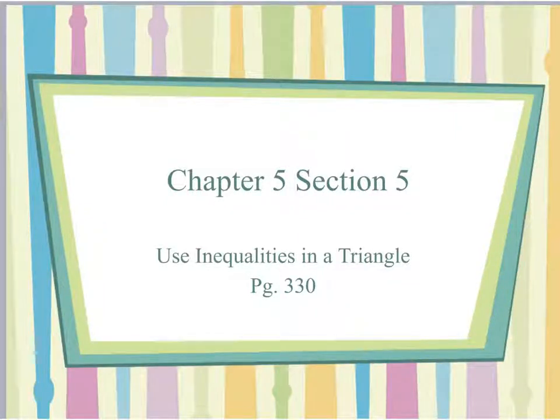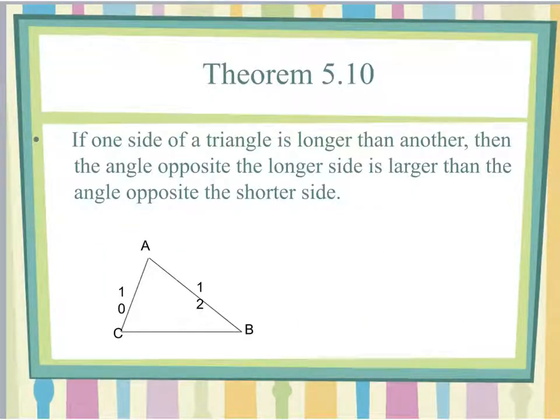Okay, so today we're going to cover section 5 of chapter 5, and we're going to learn how to use inequalities in a triangle. So our first theorem is Theorem 5.10. Again, the number is not important to us. What this theorem states is if one side of a triangle is longer than another, then the angle opposite the longer side is larger than the angle opposite the shorter side.